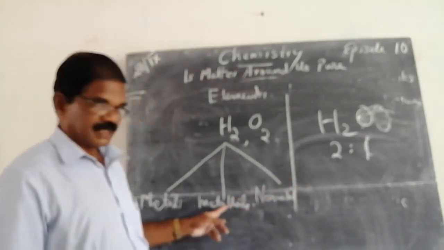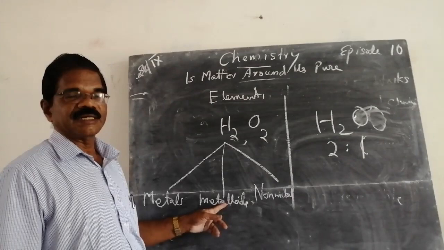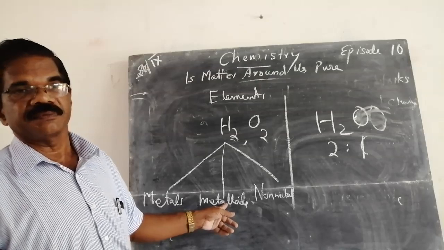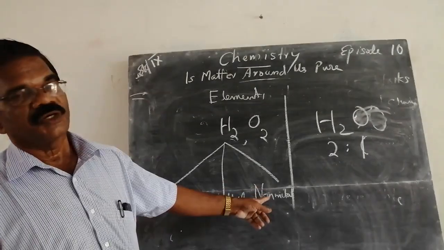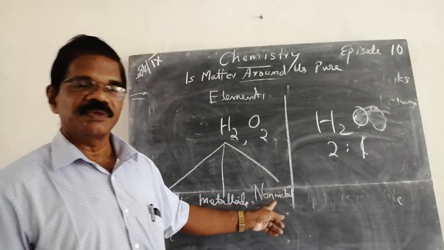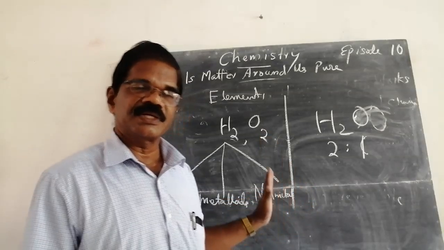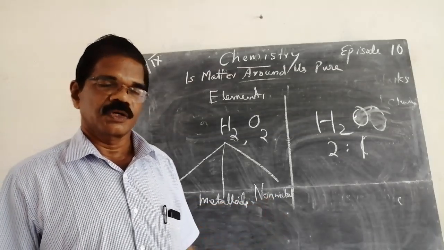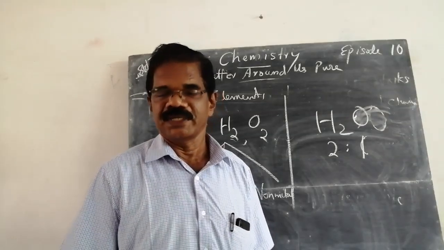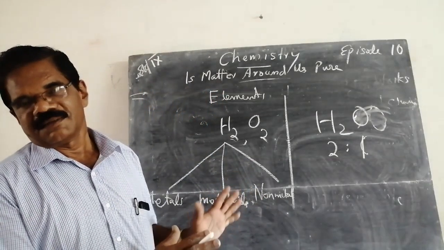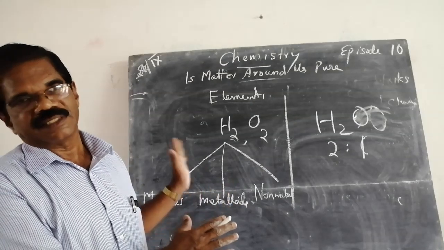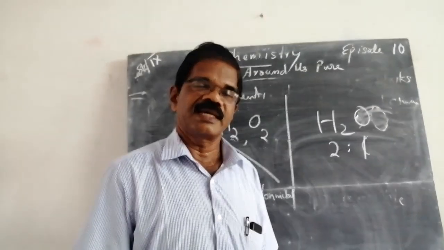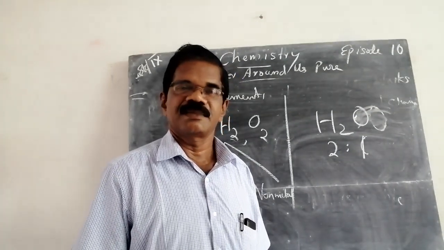Then here's another section, metalloids. What are metalloids? Those are elements which show the properties of both metals and non-metals. They have a dual property. What is a dual property? It shows the properties of metals as well as non-metals. For example, boron and silicon are metalloids. In the periodic table, metals are on the left side and non-metals on the right side. In between the metals and non-metals, we can see some elements, and they are metalloids.